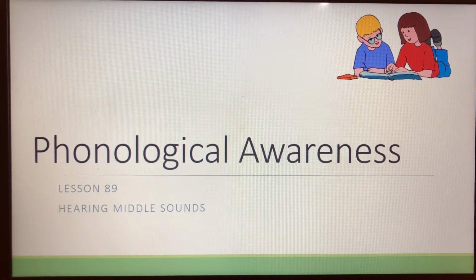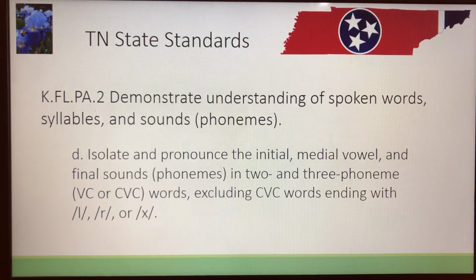Hello, boys and girls. Welcome to today's lesson. This is lesson 89, Hearing Middle Sounds, part 2. These are the state standards in Tennessee for today's lesson.